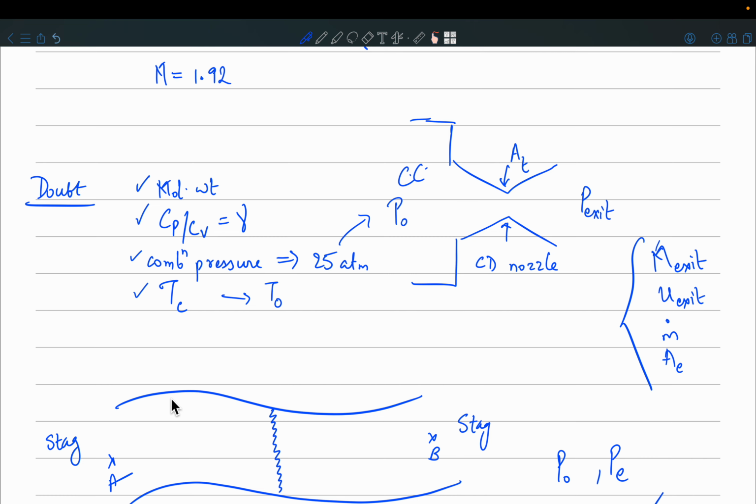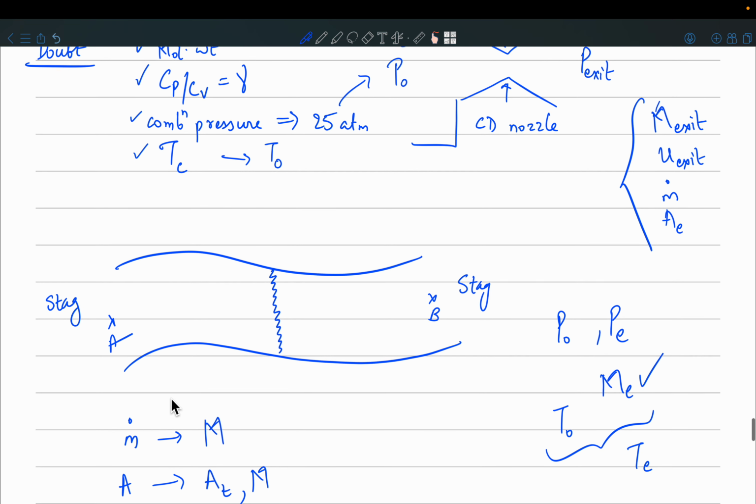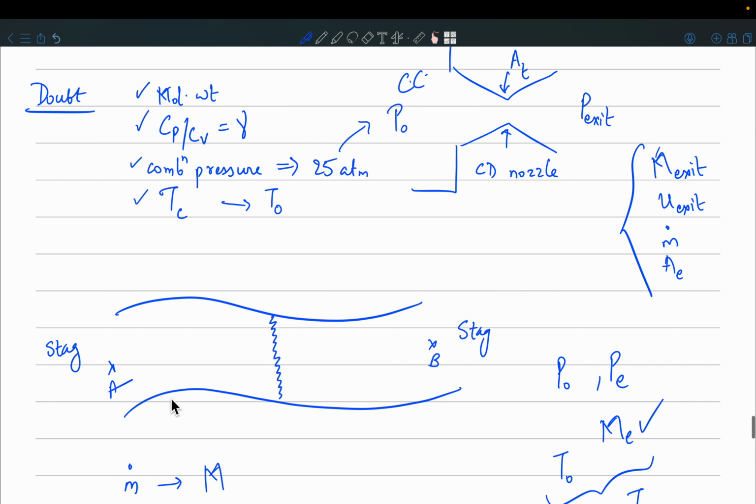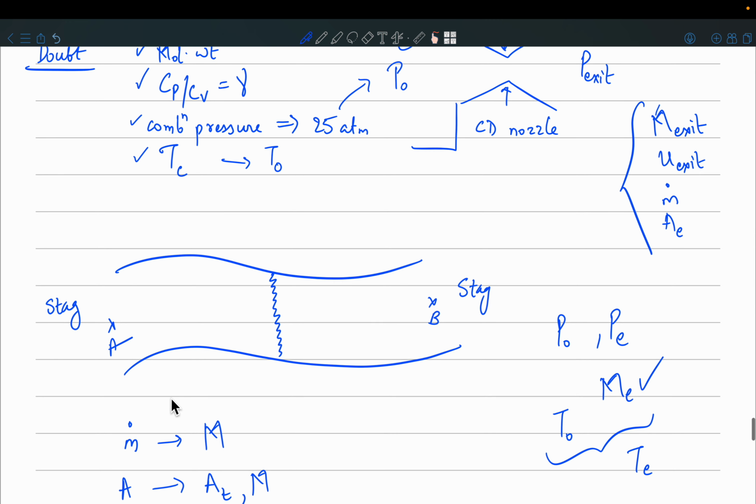Yeah, it will be constant. So how will you find it? But what are the quantities which you know which you will use? Yeah. So either it is a function of Mach number or it would be in terms of the stagnation temperature or stagnation pressure. So you can find the mass flow rate.